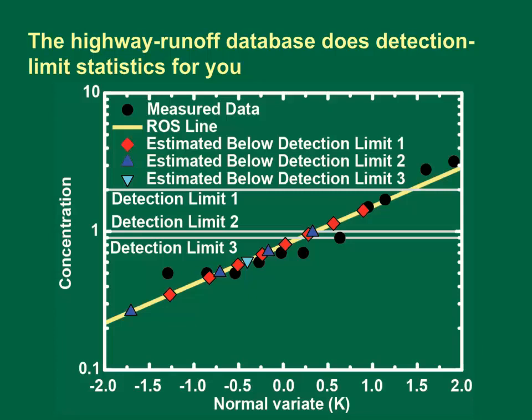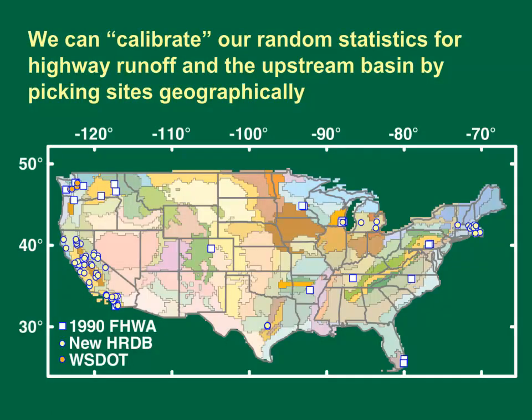In this method, censored values below each detection limit are evenly spaced probabilistically along the line. Then, the average, standard deviation, and skew needed to simulate the random concentrations are calculated with the measured and estimated values. We can calibrate our random statistics for highway runoff and the upstream basin by picking sites geographically. In theory, local soils and hydrology may affect runoff concentrations.